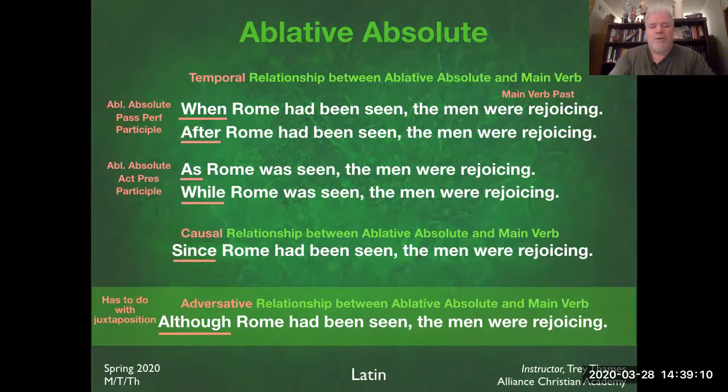So that's how you translate ablative absolutes. The things to remember are that the ablative absolute is a noun-participle construction in the ablative case, loosely connected with the main verb in the main sentence, and it's usually separated by a comma. You will translate it based on the context of the sentence. So whether you use when, after, as, while, or since has to do with context, and also the tense of the participle will help you indicate which one of these you use.